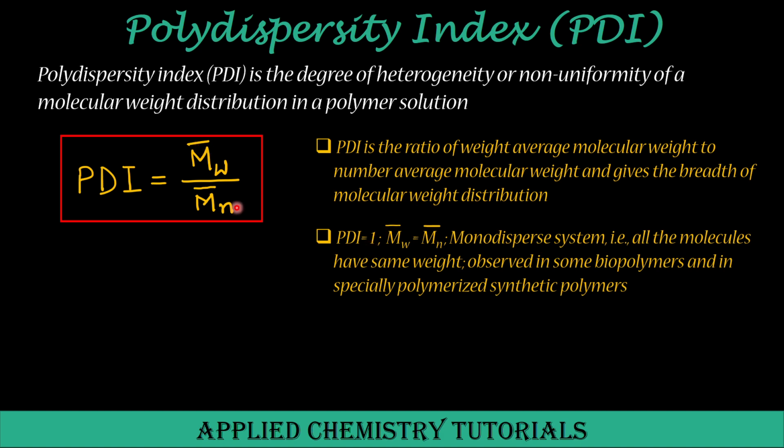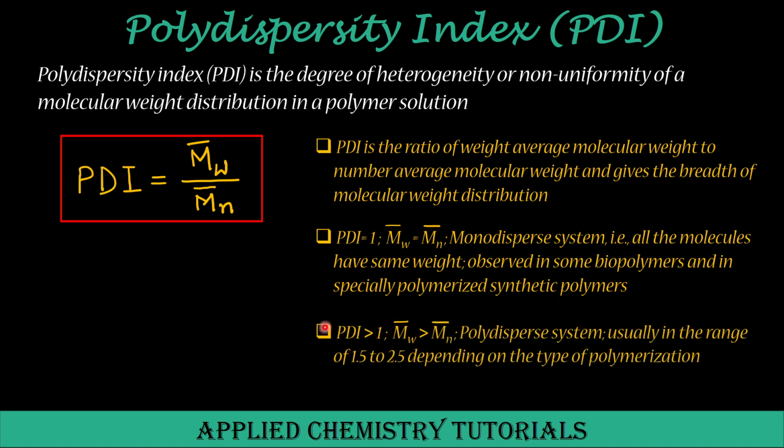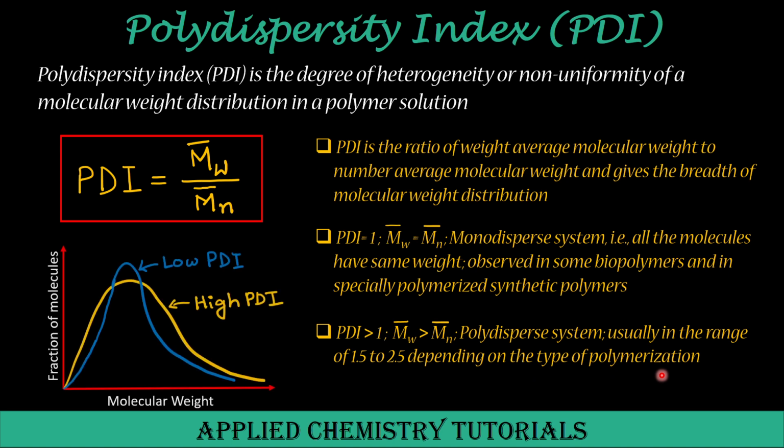If PDI equal 1, then Mw bar will be equal to Mn bar. This represents monodisperse system. That means all the molecules have same weight. It is observed in some biopolymers such as some proteins or in some specially polymerized synthetic polymers. If PDI greater than 1, which is the usual case, then Mw bar will be greater than Mn bar. This is a polydisperse system and usually the PDI value ranges between 1.5 to 2.5 depending on the type of polymerization, but for some cases it can be very high also.